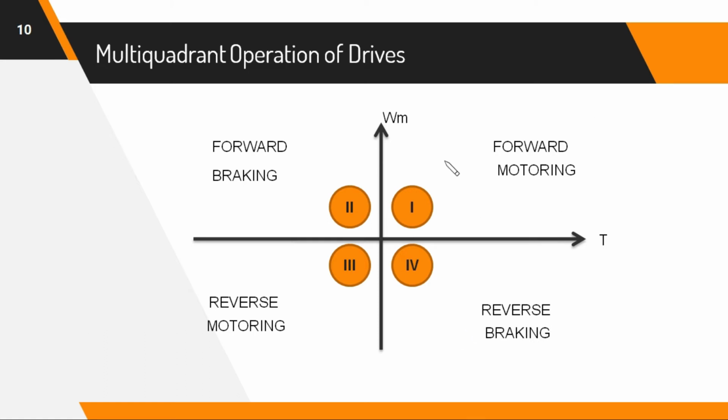The first quadrant is forward motoring, the second is forward braking, the third quadrant is reverse motoring, and the last, fourth quadrant, is reverse braking quadrant. Okay, now in the motoring quadrants, there are two quadrants more related to motoring, the first and third quadrant.